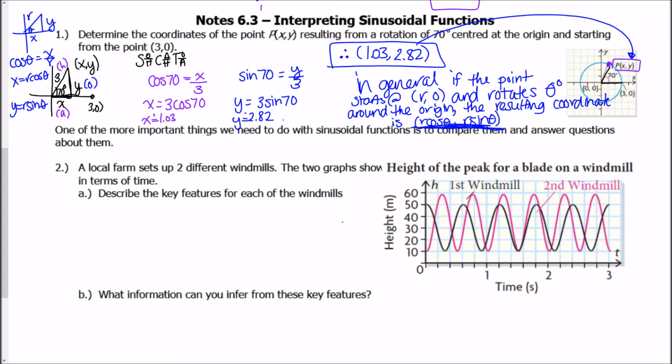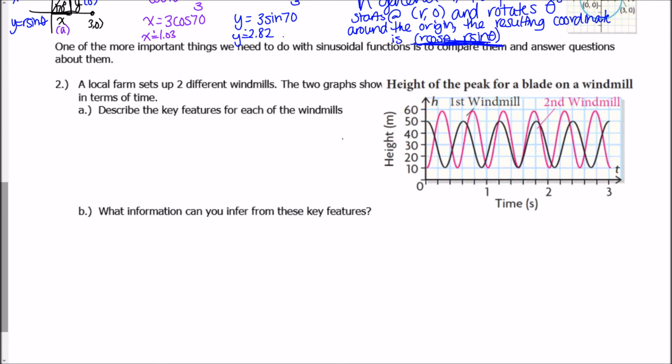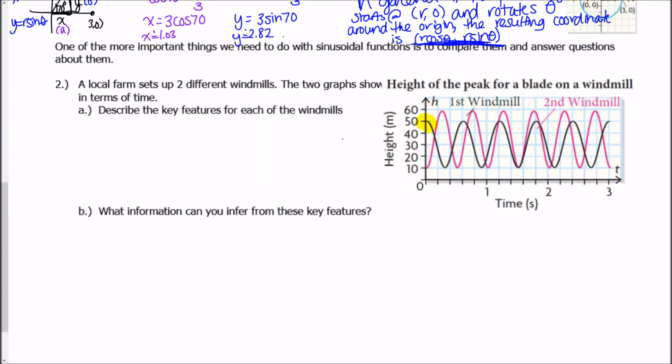All right, awesome. The next question is how to compare and answer questions about sinusoidal functions. Number 2 says a local farm sets up 2 different windmills. The 2 graphs show the height of the peak for a blade on a windmill in terms of time. Describe the key features for each of the windmills. We've got windmill 1, which is our black windmill that we have here. I'm going to highlight this one right here. So here's windmill 1.